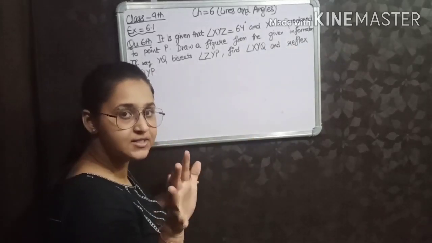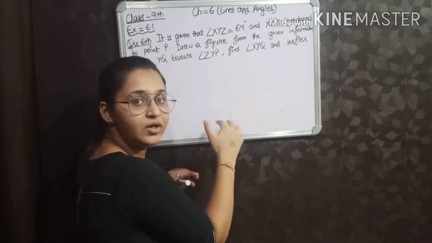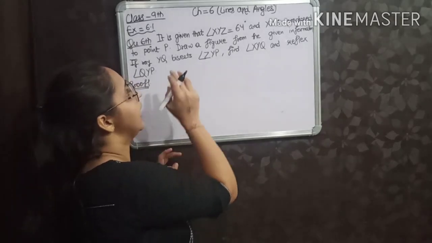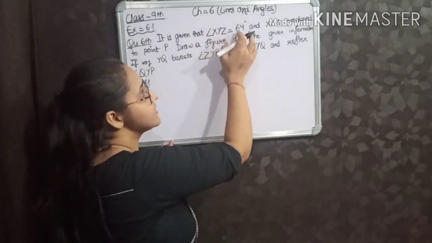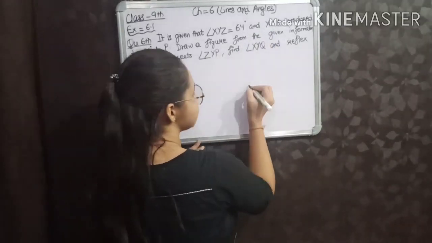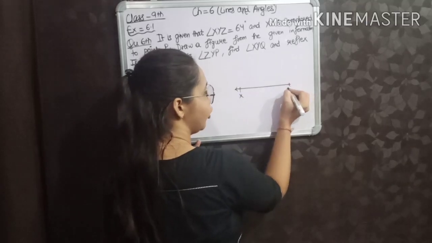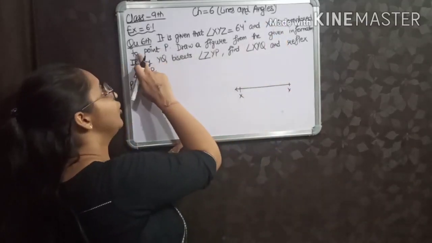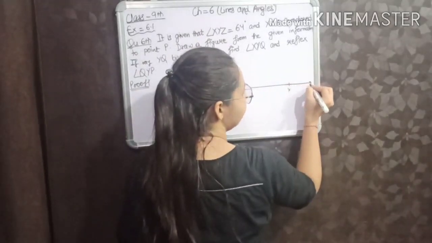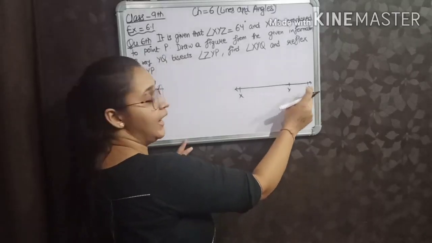I have just read the statement. We are not provided with a figure. We have to draw the figure. So first of all, it is given that XY is a line, and XY is produced to a point P. I am producing this line, and this is a point P: X, Y and P.